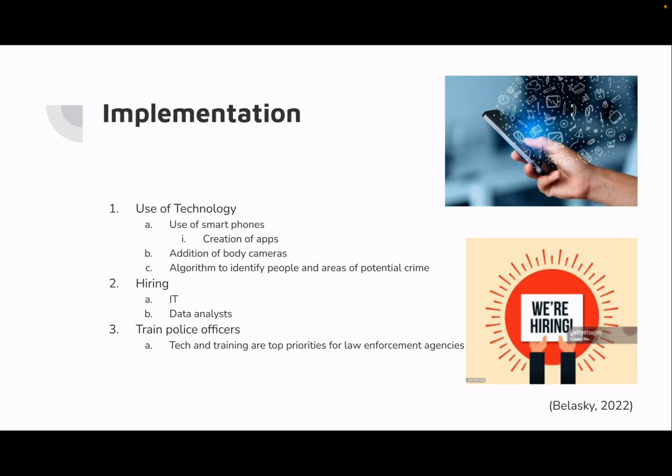Third is train police officers. There are two different ways that police officers can see this use of technology. They can either be completely overwhelmed by it and need to be taught about it, or second, they could see that they have a smartphone every single day, that they know exactly what they're doing, but it's important to ensure that it is being taught. Law enforcement agencies have shared that their two top priorities for their police departments are technology and training, and those go hand in hand. So it's important that those two things are considered.